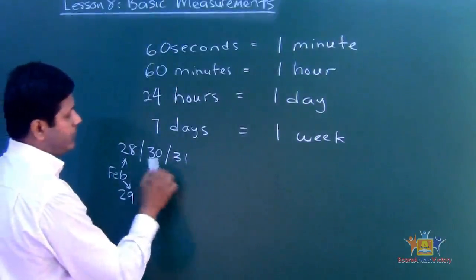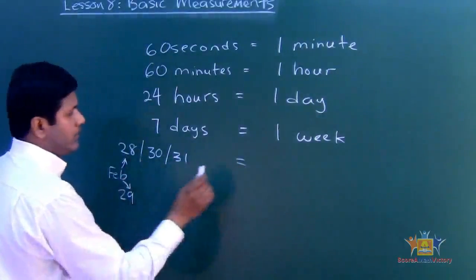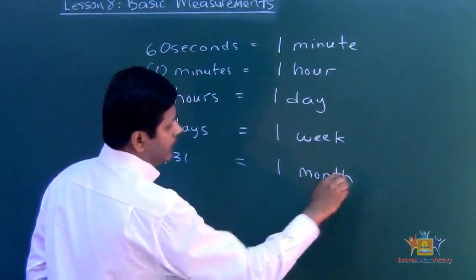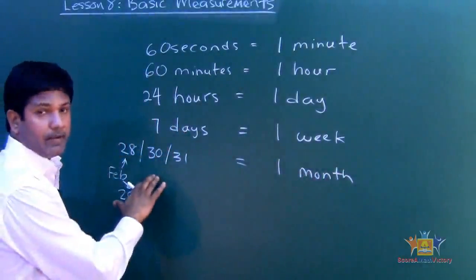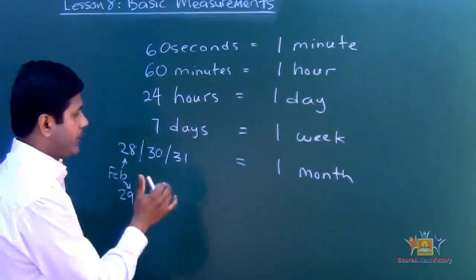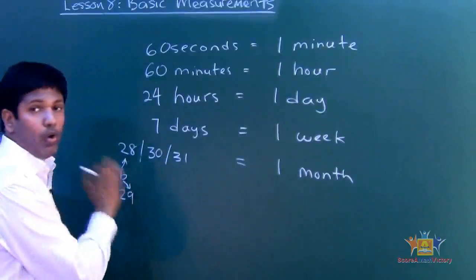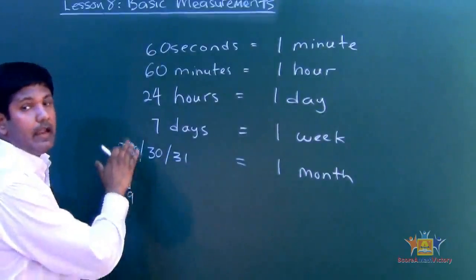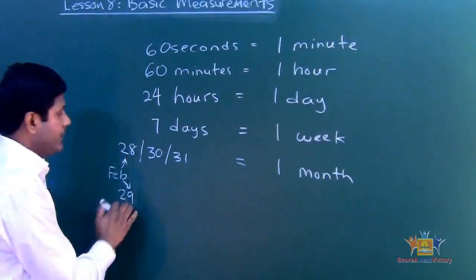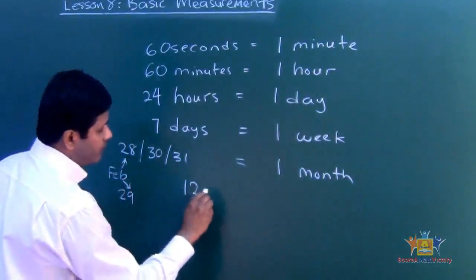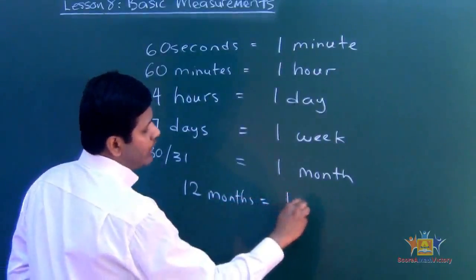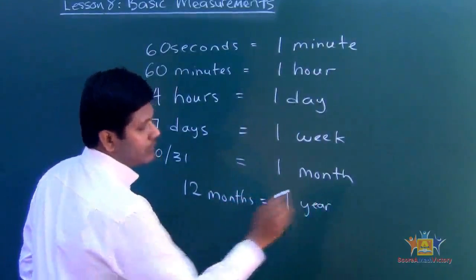So let's say this 30 or 31 or 28 makes 1 month, okay? Alright, we'll get back to this. I'm going to show you how to figure out which month is 30 and which month is 31, okay? And of course, you already know February is always 28, and after 4 years, in the leap year, it will be 29, alright? Now, we know 12 months makes 1 year. See that?